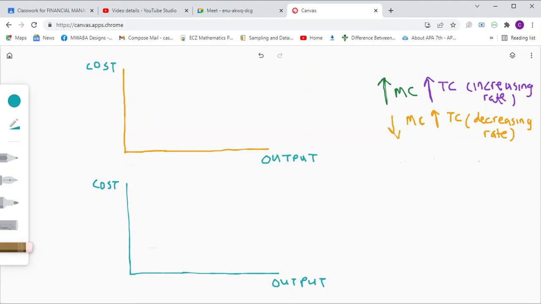Everybody, welcome to another lesson in microeconomics. Today we're looking at cost graphs. We'll look at the total cost, variable cost, and the fixed cost graph.